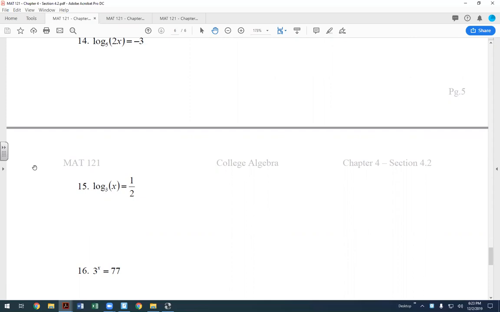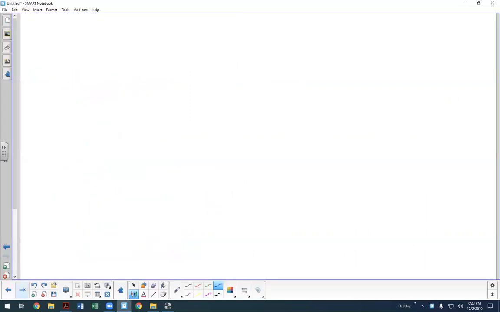Obviously, something similar happening on number 15. We've got log of x with base 3 equals 1/2. So again, convert it into an exponential format and try and find that x value. So again, as exponential notation, what will this look like? 1/2 x. Yeah, 3 to the 1/2 equals x.